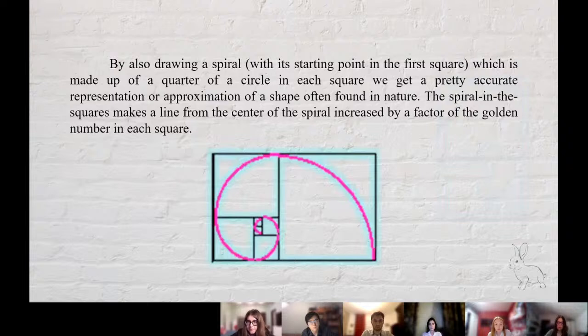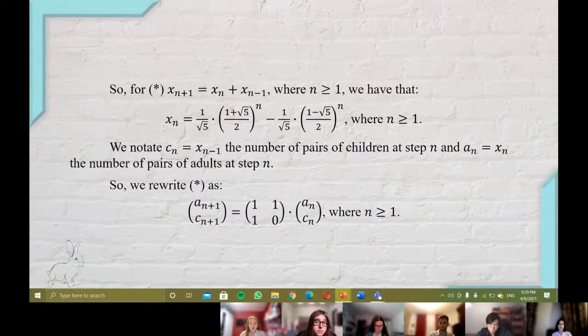If we draw a spiral with the starting point in the first square, which is made of a quarter of a circle in each square, we get a pretty accurate approximation of a shape often found in nature, architecture, music, and a lot of other fields. The spiral in the squares makes a line with the center of the spiral increased by a factor of the golden number in each square, as seen in the figure below. Now we will go back to our problem.